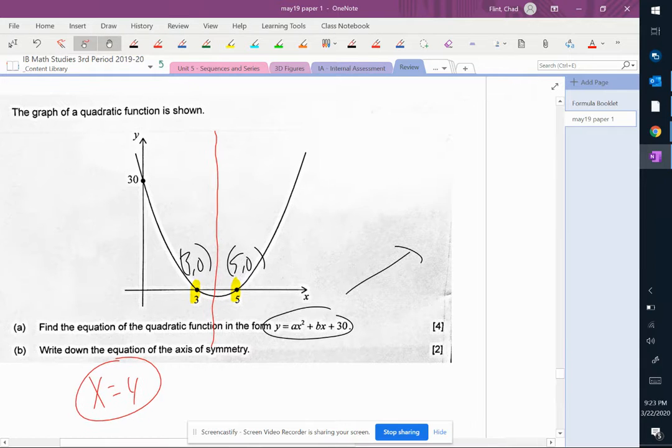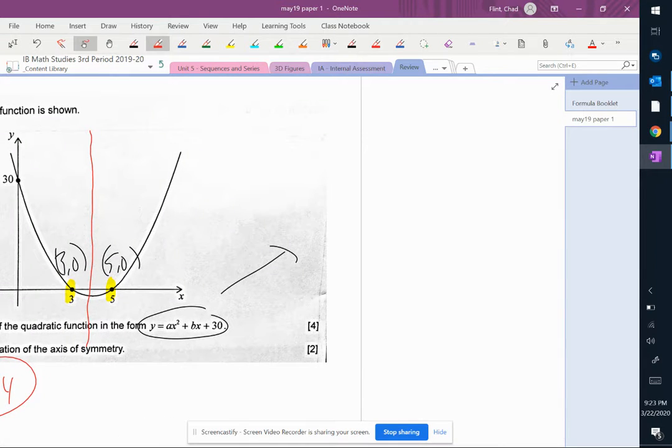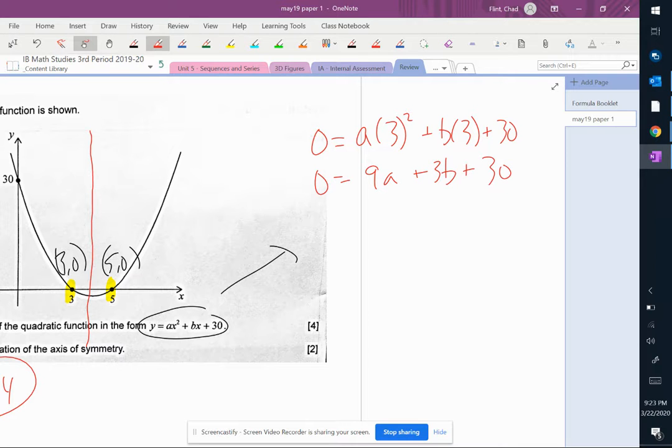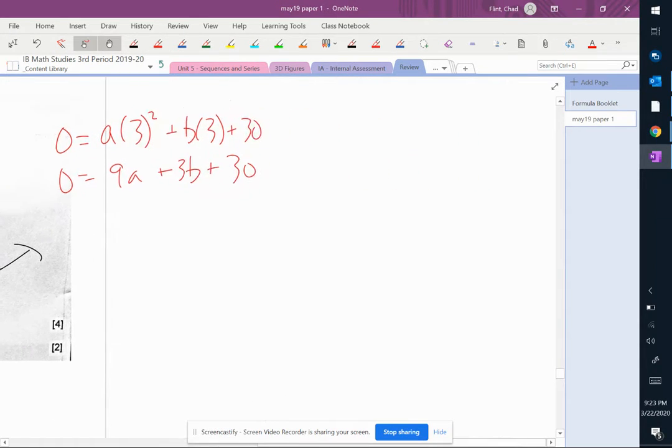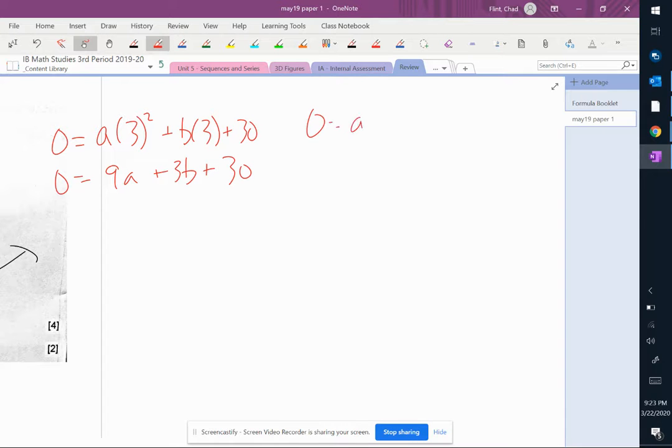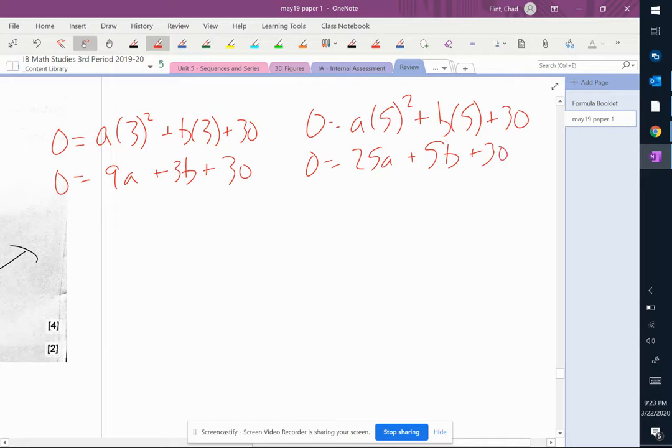So there's 2 points. So I'll go over here and deal with this because it's going to take a little bit. So for the (3, 0), y is 0. So it's going to be 0 equals a times 3 squared plus b times 3 plus 30, which is 0 equals 9a plus 3b plus 30. And then the second one, I'm going to do it off the side here because I'm going to have to combine them. So it's going to be 0 equals a times 5 squared plus b times 5 plus 30, which is 0 equals 25a plus 5b plus 30.